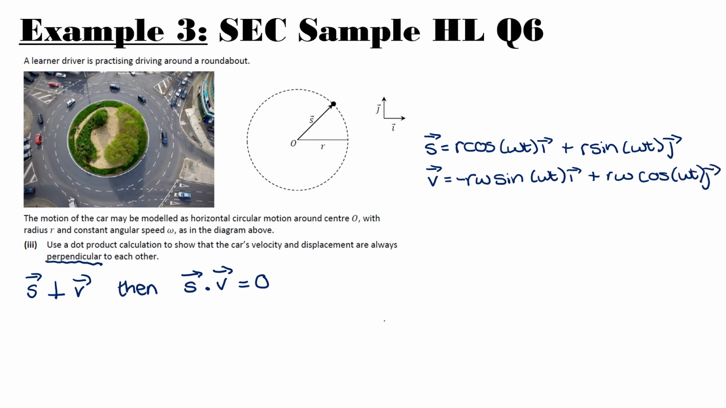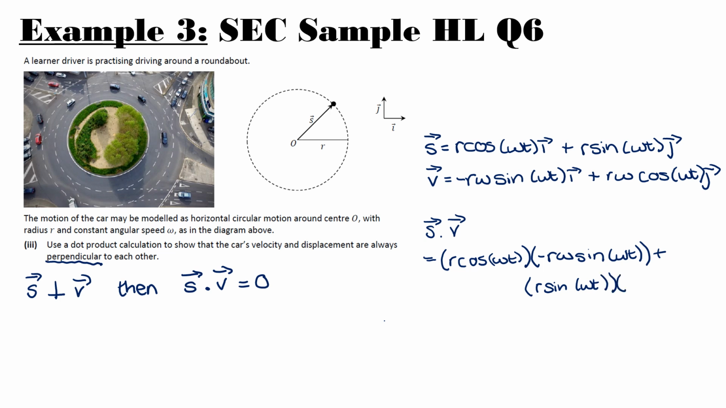And how our dot product works: if we want to get the dot product, we multiply the i coefficients together. So that's cos omega t times minus omega sine omega t. Remember, this is also called the scalar product, which means we do not put in the i. Plus, and it's really important that's a plus, the j components together, or sine omega t times omega cos omega t. Now, tidying that up, it gets us minus omega cos omega t sine omega t plus omega sine omega t cos omega t.